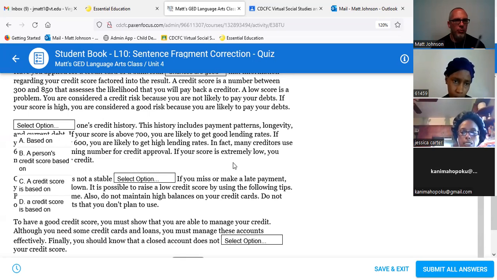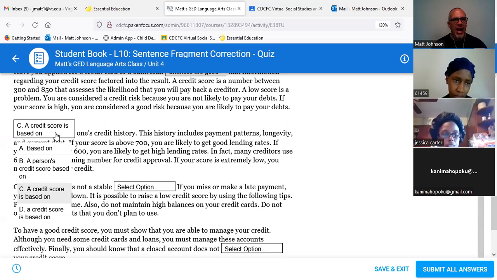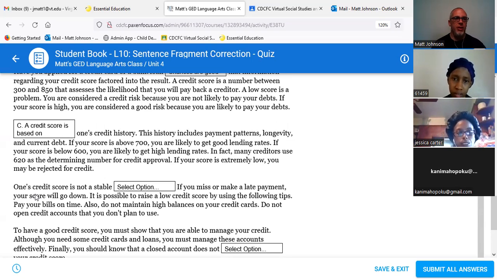So we need a little more information. So here with C, you're heading the right track. But what we need is a credit score is based on one's credit history. So with A, we don't have a subject. We just have based on one's credit history. We're starting with the verb there. So a credit score, though, gives us a subject, right? Credit score will be the subject, and then is based on is our verb, based on one's credit history. And that gives us a complete idea.